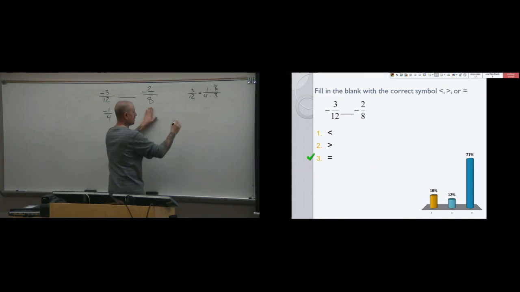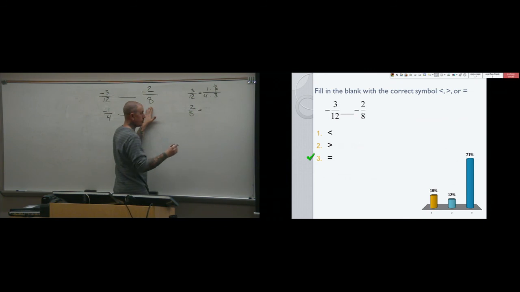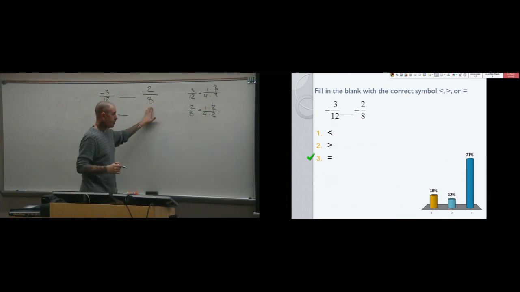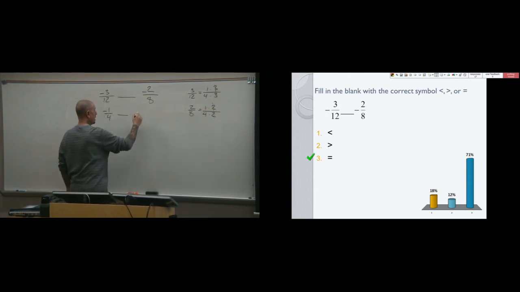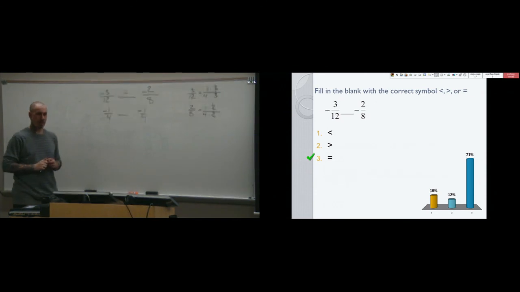And now do the same thing with 2/8. Well, 2 and 8 have a common factor of 2, so that's 1 times 2, and then 8 is 4 times 2. So cancel the common factor of 2, and we get 1/4 again. It's still negative, so that's -1/4. Now it's very easy to see that they're equal. Any questions?